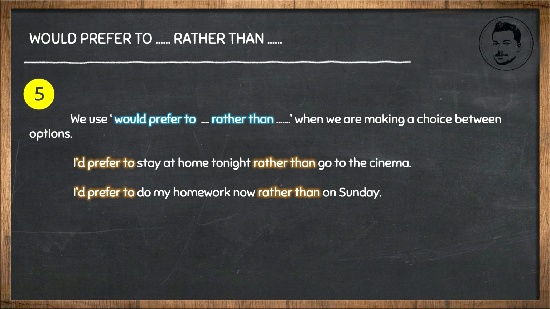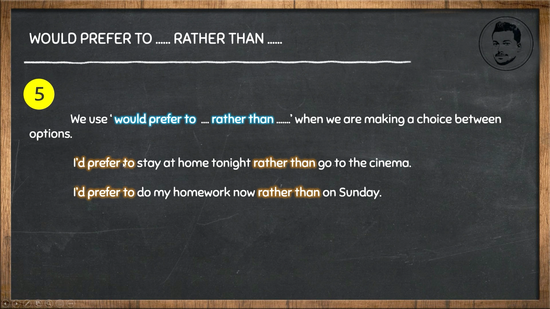Okay, now we have would prefer to blah blah rather than blah blah. Let's remember. Prefer's brother or sister is to. Would rather's brother or sister is then. Would prefer to's brother or sister is rather than. We use would prefer to blah blah rather than when we are making a choice between options. Okay, I'd prefer to stay at home tonight rather than go to cinema. Look, after would prefer to, verb 1, blah blah, rather than go to cinema. Look, again verb 1.